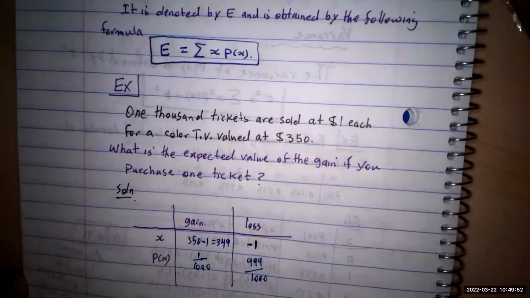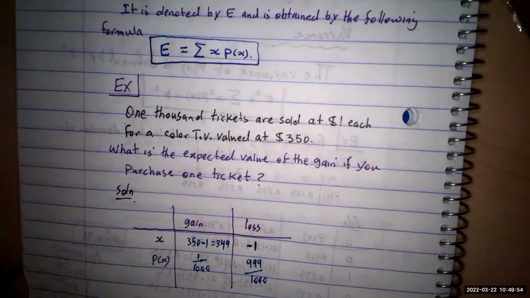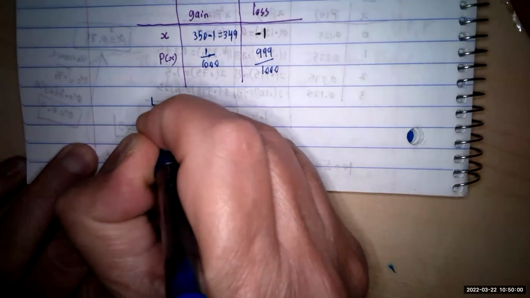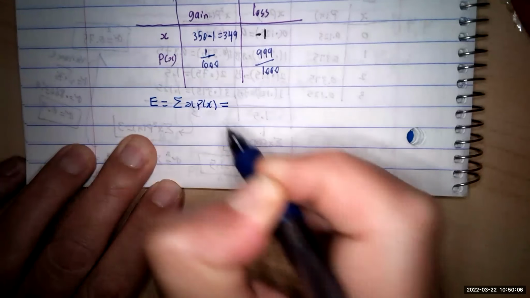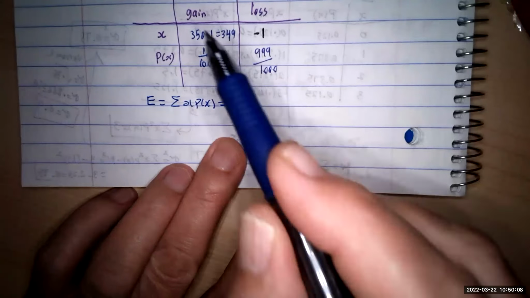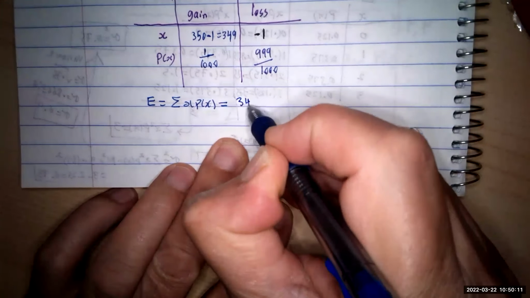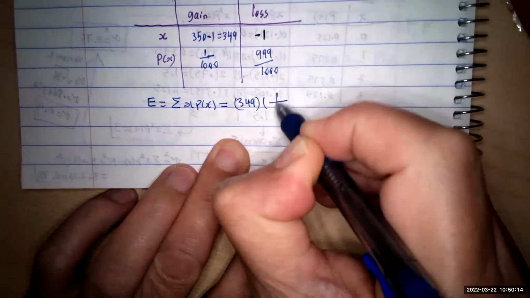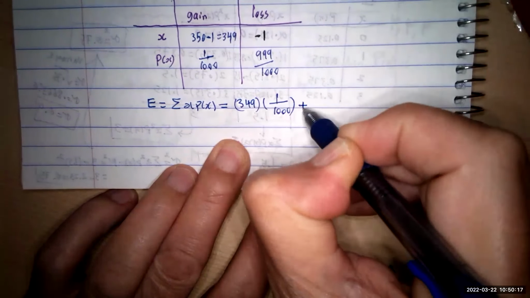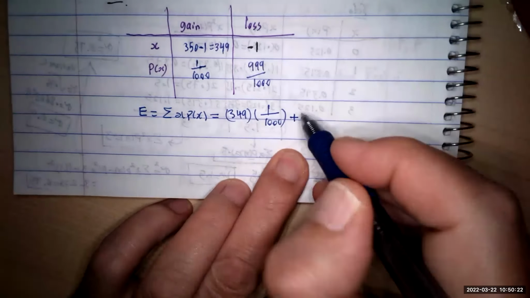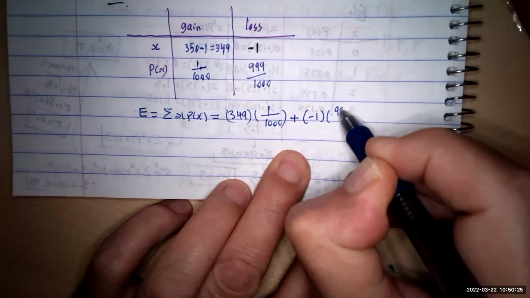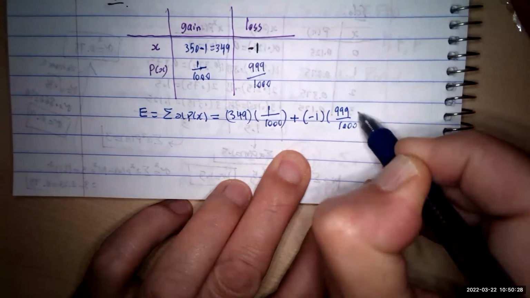But otherwise, the rest is easy because your formula is what? You see, this is your formula: sigma of x p(x). So what you do is you just multiply this x and the p(x) together. So this is going to be the result. E is equal to the sigma of x p(x), which is equal to, you see your x here is 349. So that's a 349. You multiply by 1 over 1,000. Okay, plus, don't miss this negative sign that we have for the loss. It's a -1. So your term is going to be -1 times 999 over 1,000.